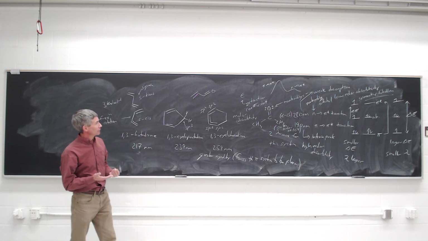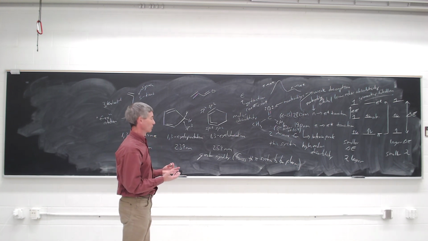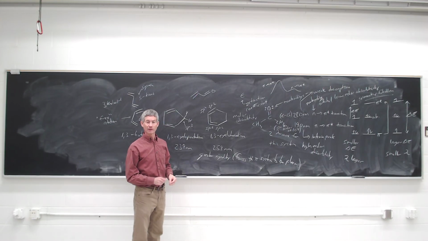So we're not going to do a lot with UV spectroscopy. It's not useful at all in organic chemistry, except for measuring the approximate length of an extended pi system.